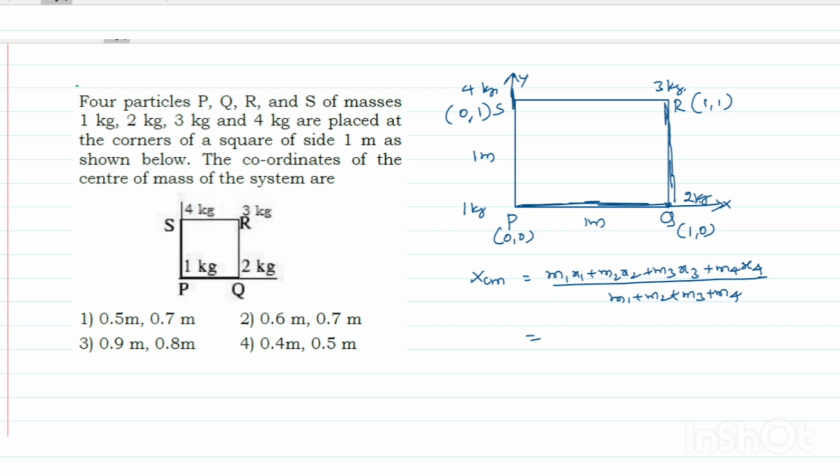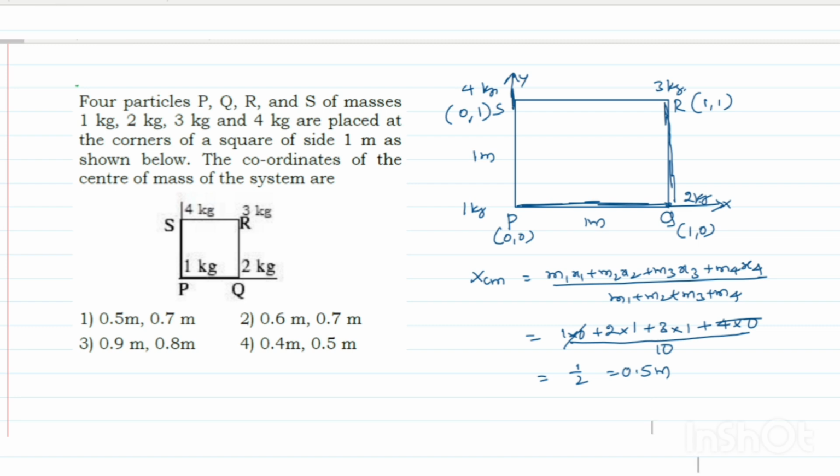Now I just put the values here. We will get 1 into 0 plus 2 into 1 plus 3 into 1 plus 4 into 0, by the total mass, which will be 10. When simplifying, 1 into 0 is 0, and 4 into 0 is 0. 2 1s are 2, and 3 into 1 is 3. 2 plus 3 is 5, 5 by 10. So we get 1 by 2, that's nothing but 0.5 meters.